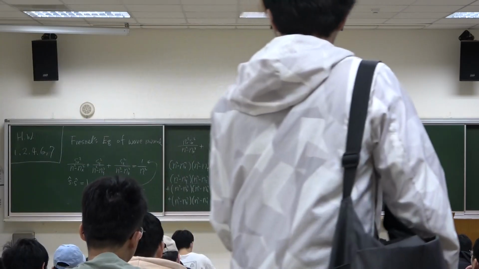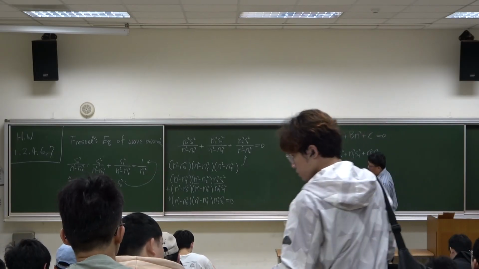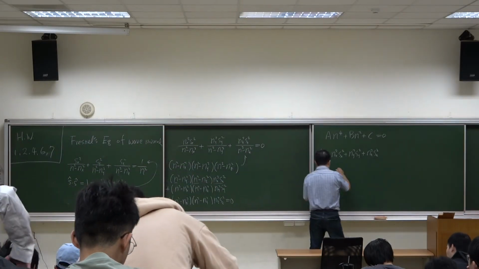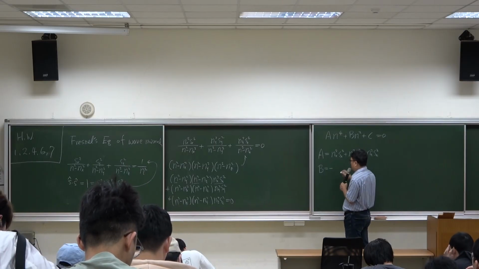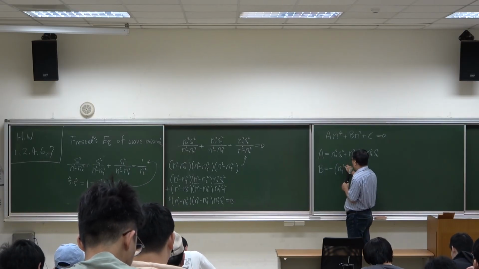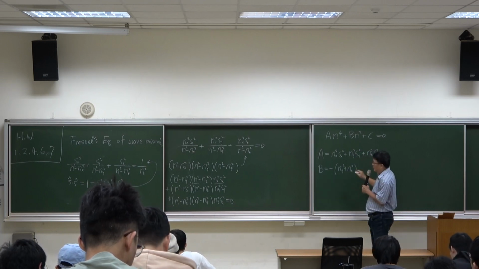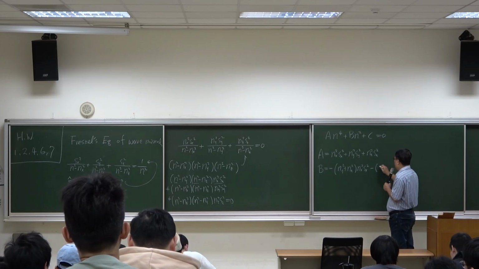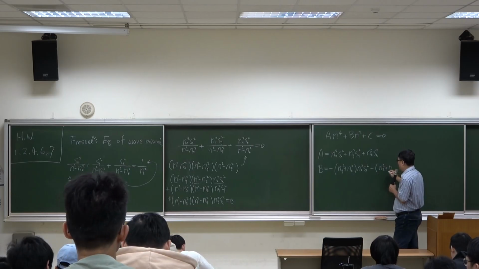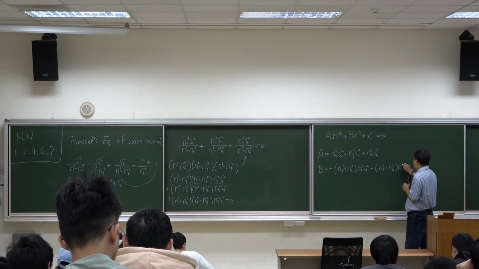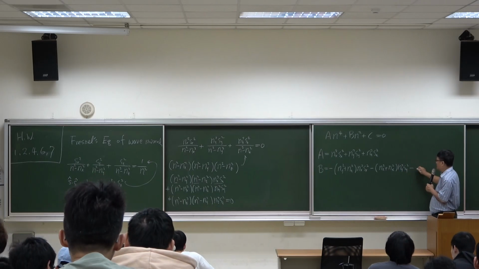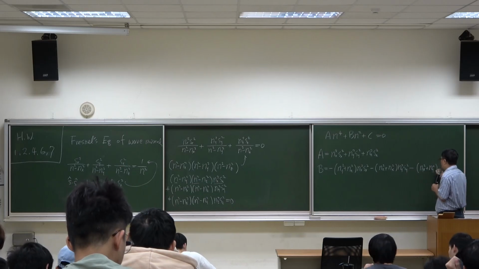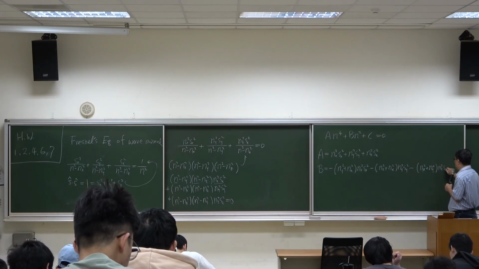And what is B? B is this one, minus (ny squared plus nz squared) times nx squared sx squared, minus (nz squared plus nx squared) times ny squared sy squared, minus (nx squared plus ny squared) times nz squared sz squared.